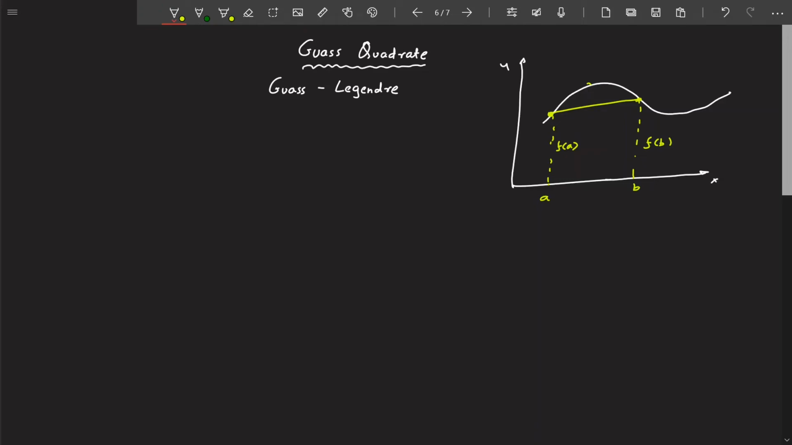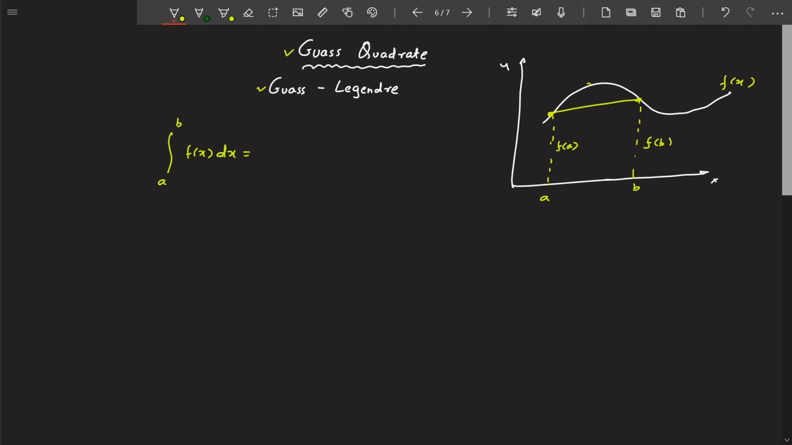Hello everyone. Now let us talk about Gauss Quadrature, also sometimes known as Gauss Legendre Quadrature. Let us say that this is your x-axis and this is some function f(x). When you say integral from a to b of f(x) dx, we have all seen in previous lectures that you are interested in finding the area under this curve.